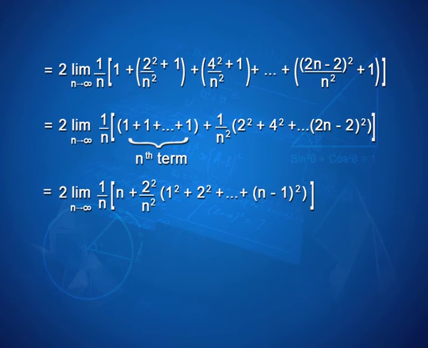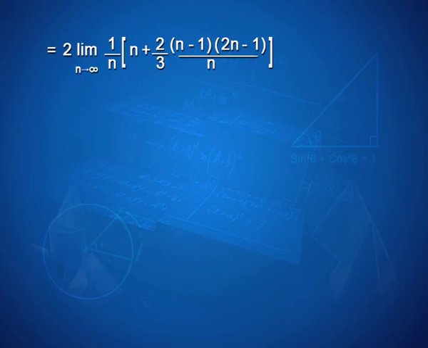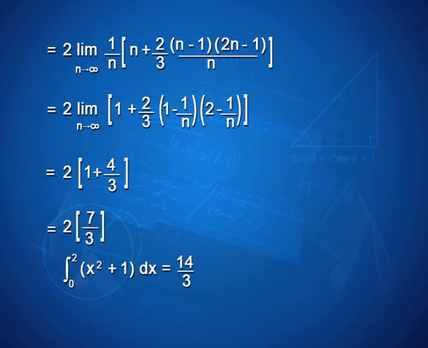Which can be written as 2 into limit n tends to infinity 1 upon n into [n plus (2 square upon n square) into (1 square plus 2 square and so on, plus (n minus 1) whole square)], which is equal to 2 into limit n tends to infinity 1 upon n into [n plus (4 upon n square) into (n minus 1) into n into (2n minus 1) upon 6]. That can be written as 2 into limit n tends to infinity 1 upon n into [n plus (2 upon 3) into (n minus 1) into (2n minus 1) upon n]. That can be simplified as 2 into limit n tends to infinity [1 plus (2 upon 3) into (1 minus 1 upon n) into (2 minus 1 upon n)], which on simplification gives 2 into (1 plus 4 upon 3), and thus we get 2 into 7 upon 3, and on multiplication we get 14 upon 3 as the answer.